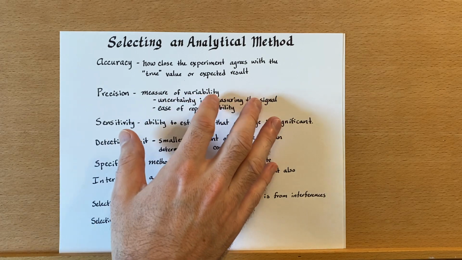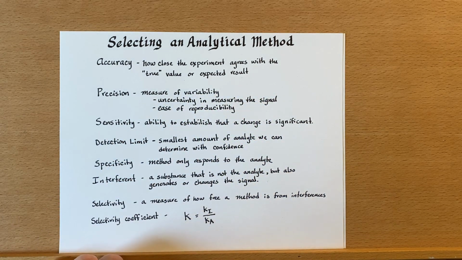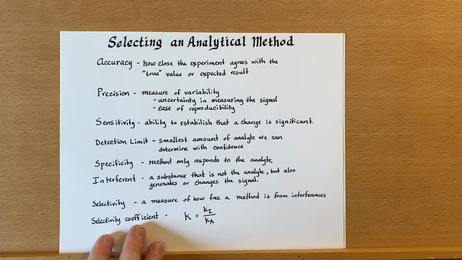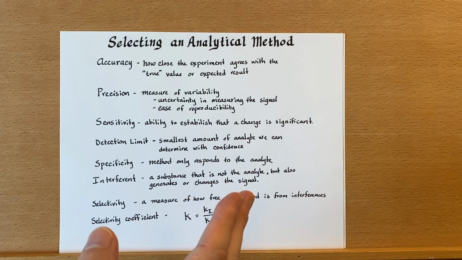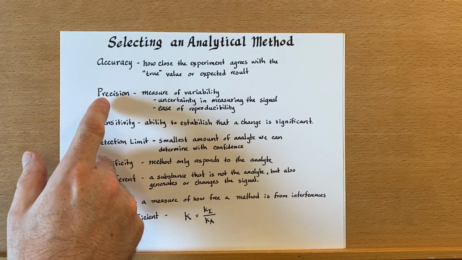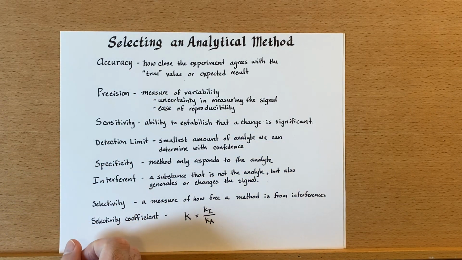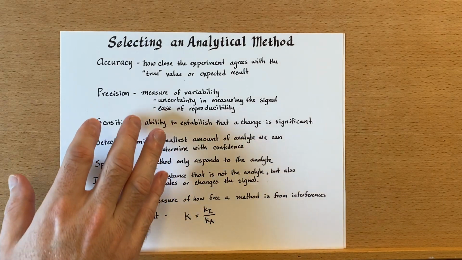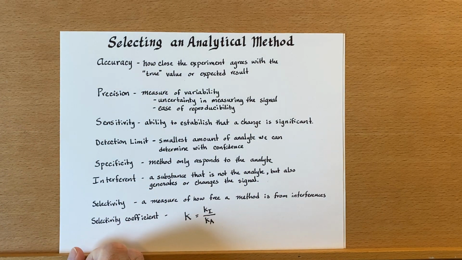Precision is a measure of the variability. It is uncertainty in measuring the signal. It is how easily can we reproduce the results. If we're having trouble reproducing the same result, that is an indication of poor precision. Now, we can have poor precision and still achieve accuracy, but it is a little bit harder and our accuracy will suffer as a result.